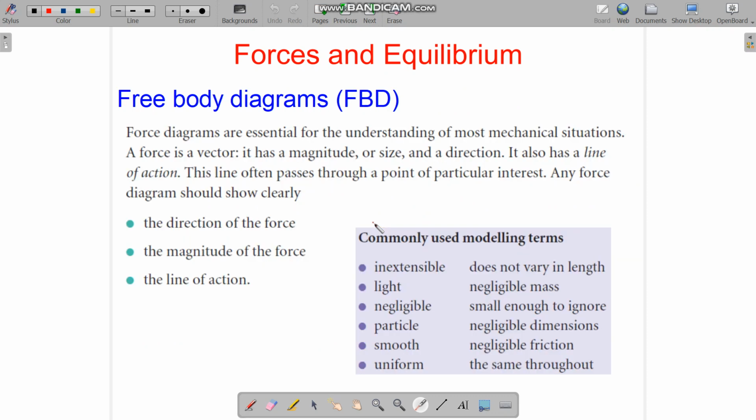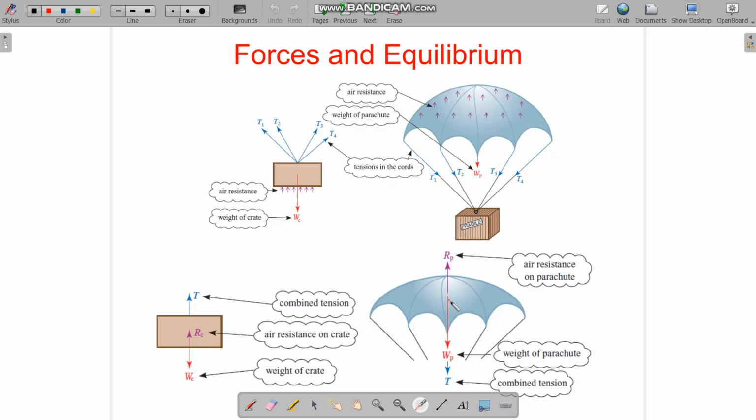Free body diagrams, or FBD, or force diagrams. This is important to solve complicated questions. We need to know the type of forces working, the direction, the magnitude, and the line of action. Here are some common words you see in the question. And we can simplify FBDs.